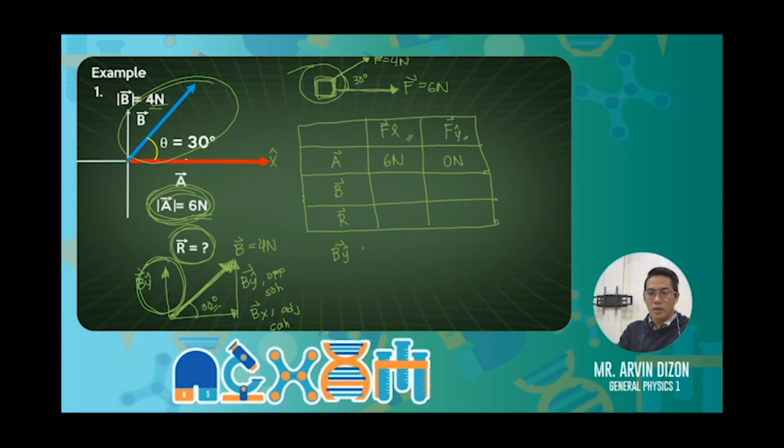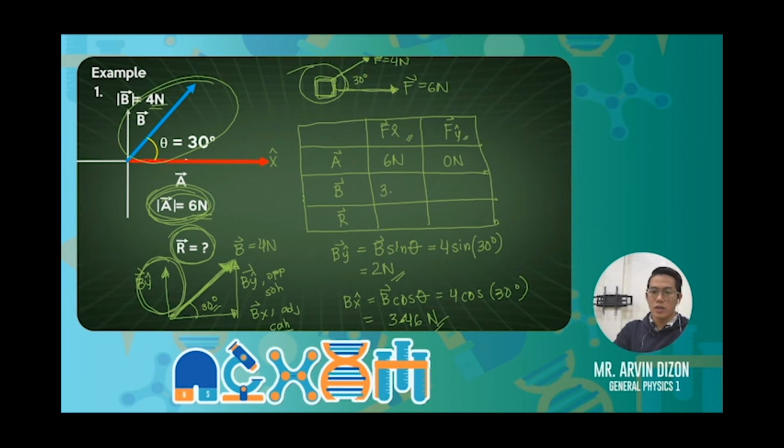So finding By, this will now be B, since B is the hypotenuse, and this is SOH, that will now be sine theta. Plugging in the values, that would be 4 sine 30 degrees. Then, putting that on my calculator, 4 sine 30, that is now 2 newtons. For x, we're going to put here B, CAH, that will be cosine theta, which is equal to 4 cosine 30 degrees. Computing that, 4 cosine 30, that will now become 3.46 newtons.